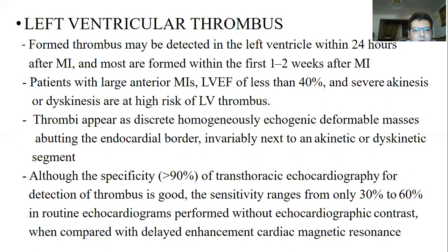Thrombi appear as discrete, homogeneously echogenic, deformable masses abutting the endocardial border, invariably next to an akinetic or dyskinetic segment. Although the specificity of transthoracic echo for detection of thrombus is good, generally above 90%, the sensitivity ranges only from 30 to 60% in routine echocardiograms performed without contrast. This is in comparison to delayed gadolinium enhancement with cardiac MRI.